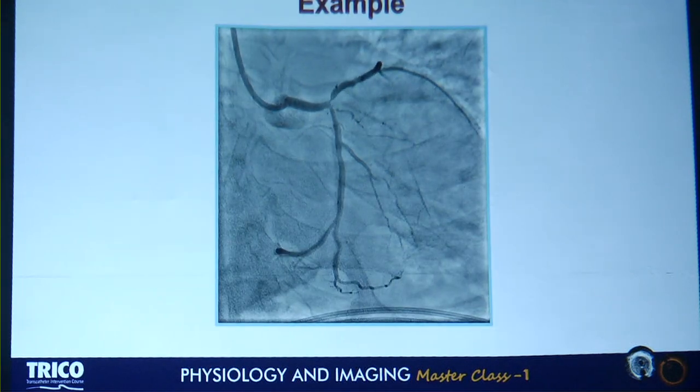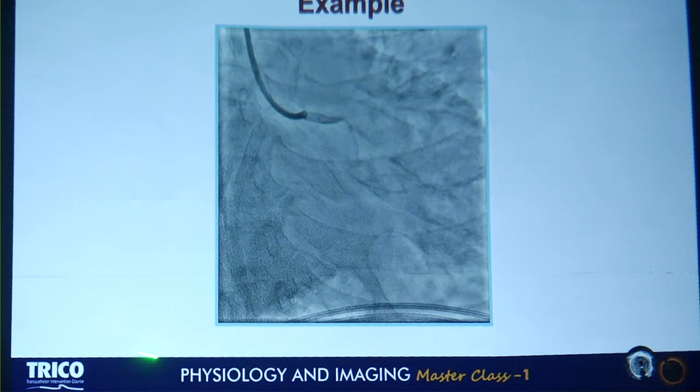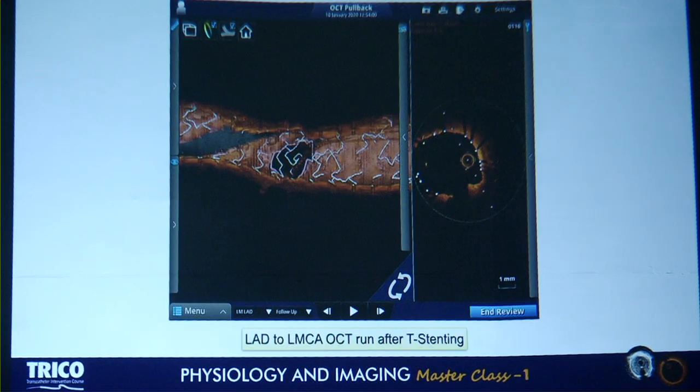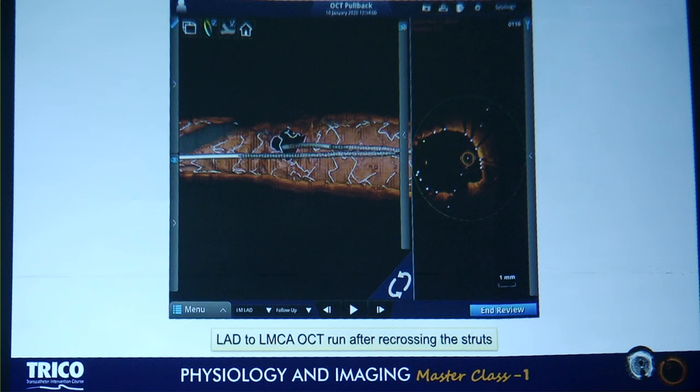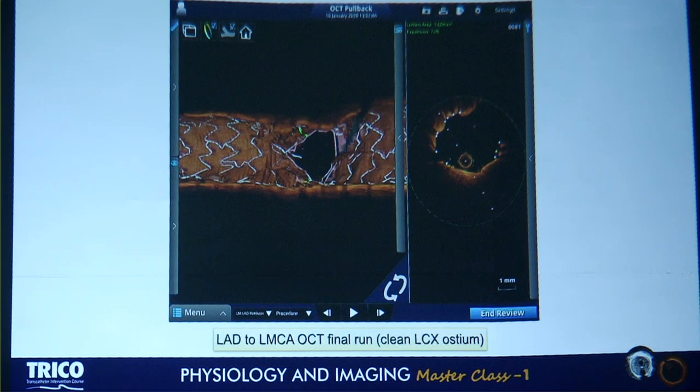So this is an example, one case of left main bifurcation, Medina 111. LAD to LMCA OCT run after T-stenting, you can see proximal, middle and distal, but then we crossed it. This was the classic so-called proximal crossing, although it is middle. And the LAD to LMCA run. Then again the circ to LMCA OCT run, which shows quite a clean area. And the LAD to LMCA OCT run again shows a clean circ ostium.